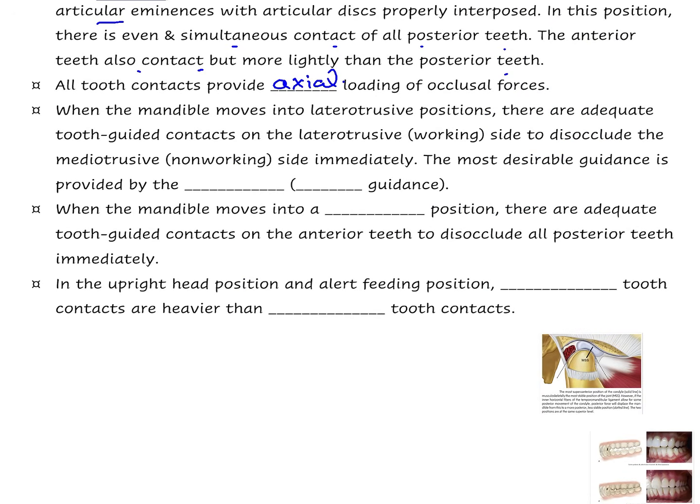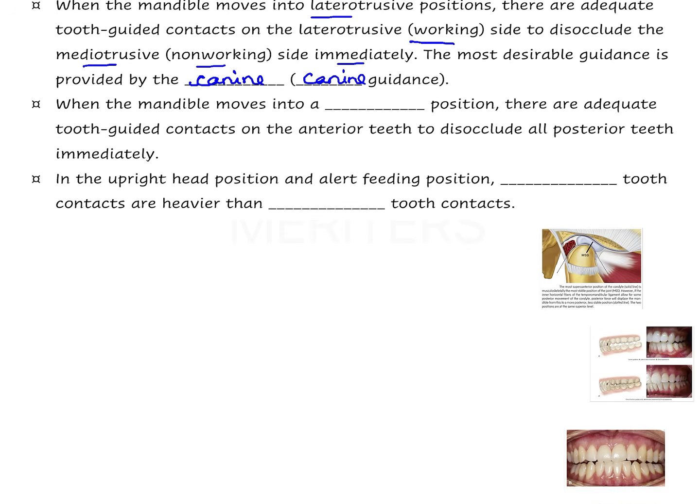When the mandible moves into laterotrusive positions, there are adequate tooth-guided contacts on the working side to disocclude the mediotrusive non-working side immediately. The most desirable guidance is provided by canines. This is known as canine guidance. Okay, what does this mean? Take your jaw to the right side. You will realize that your canine is touching on the right side, and your posterior teeth may or may not be touching, but on your left side, the teeth are not touching. This is provided you have completely natural dentition.